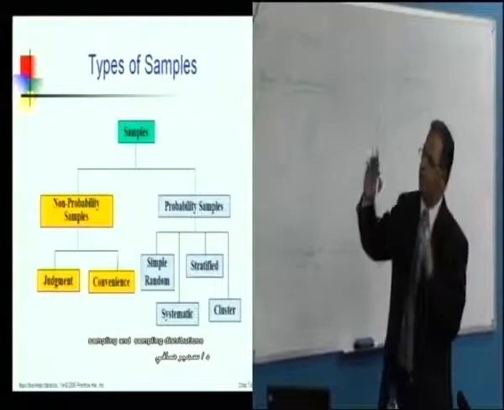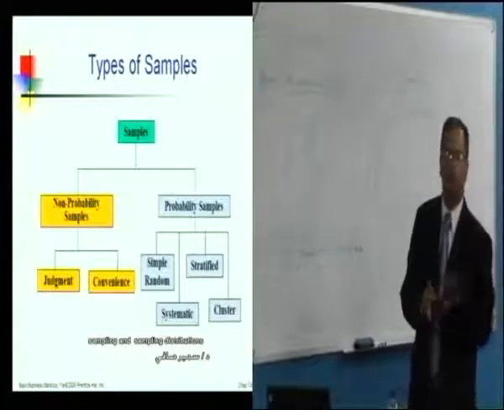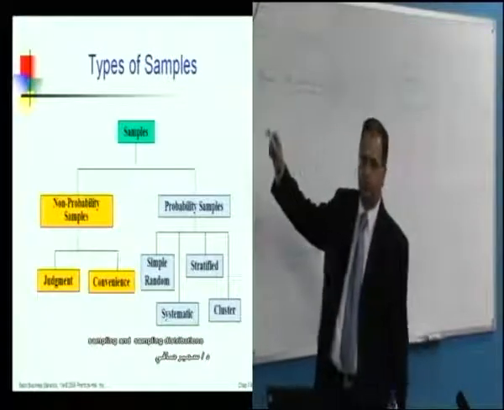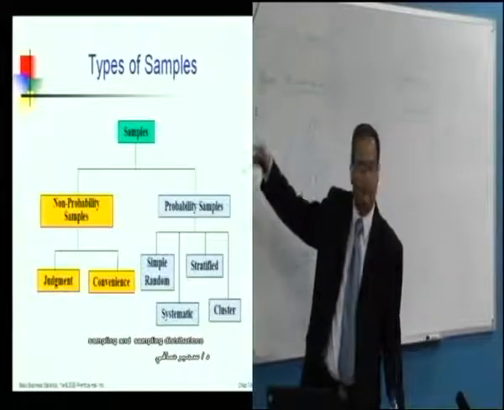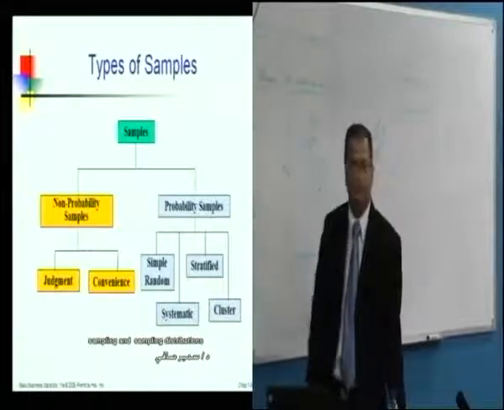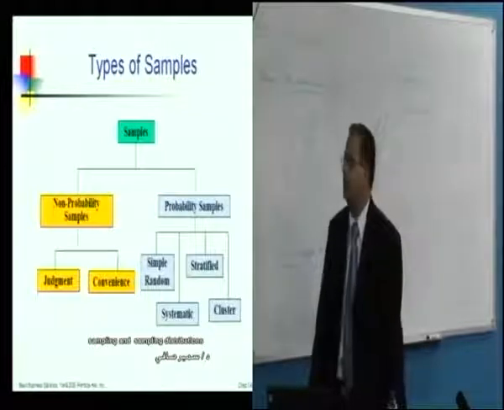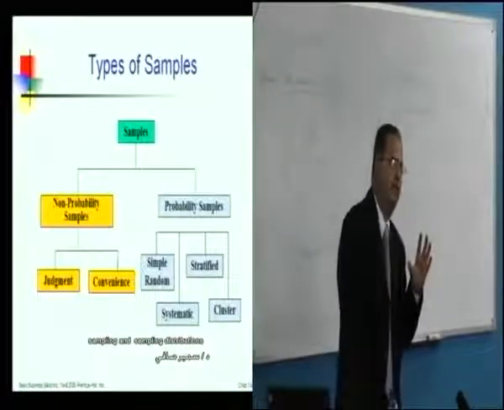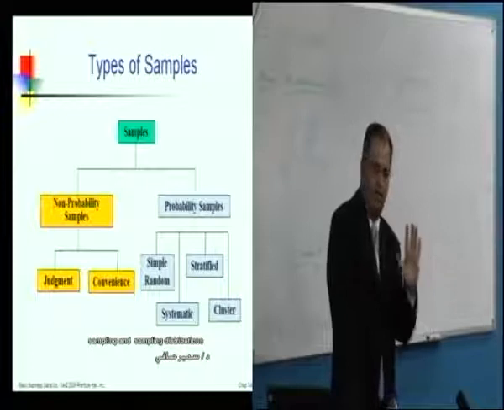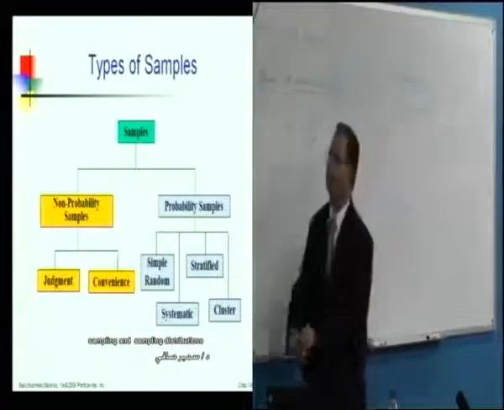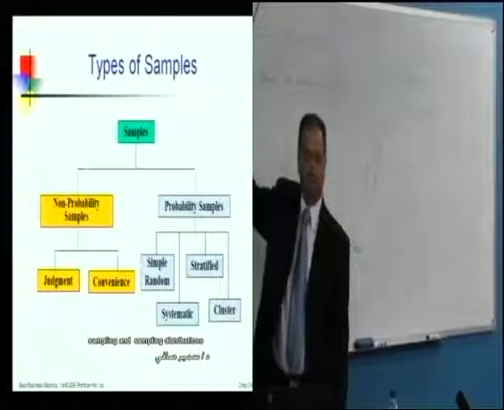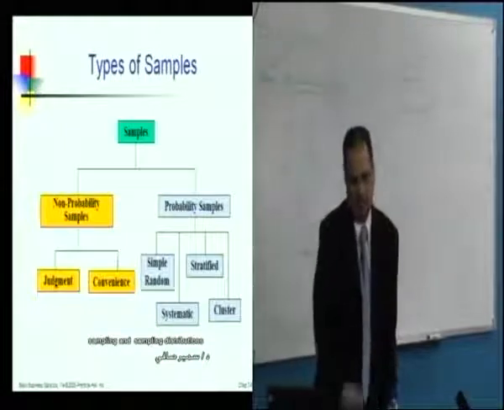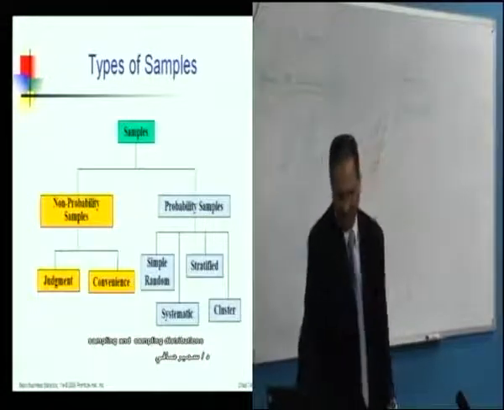The other type, which is probability samples, has four segments or four parts. The first one is called simple random sample. The second one is systematic random sample. The third one is stratified. The fourth one, cluster random sample. So there are two types of sampling: probability and non-probability. Probability has four methods here: simple random sample, systematic, stratified, and cluster. And the non-probability samples has two types: judgment and convenience.